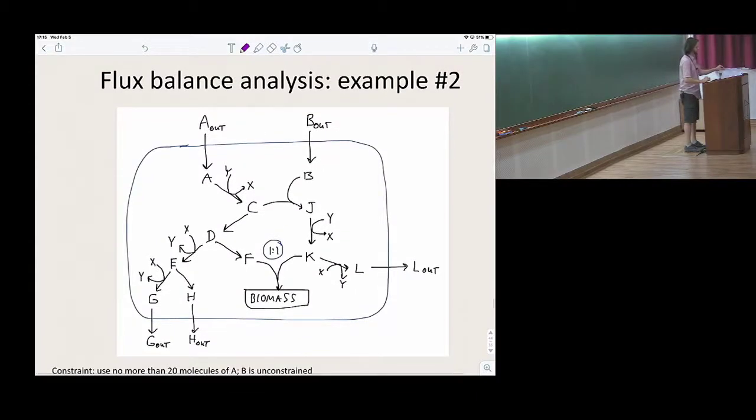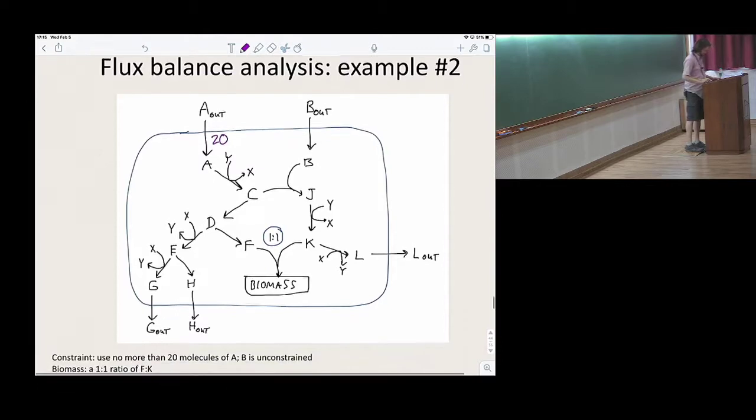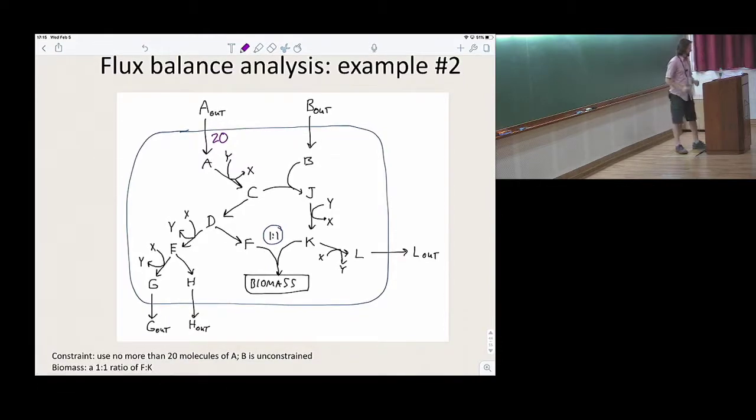All right, you guys are smart. Constraint of 20 there.